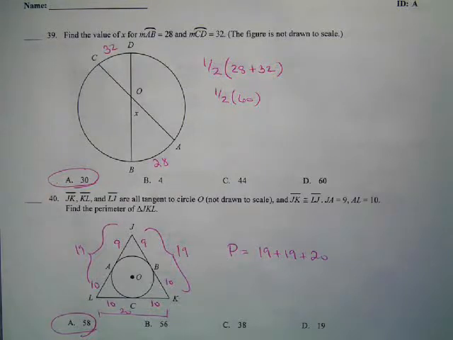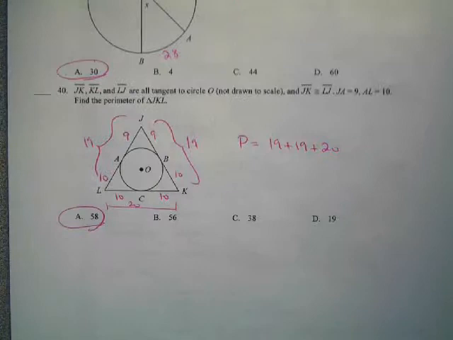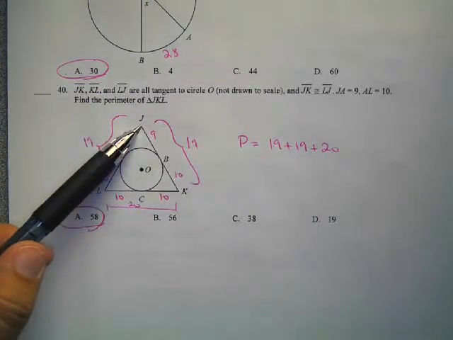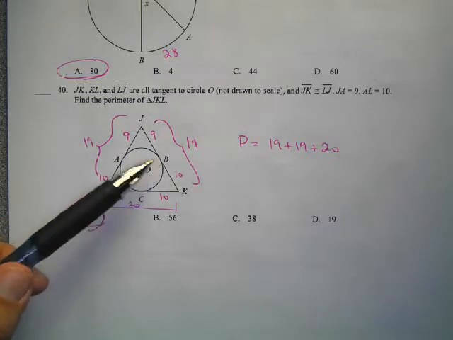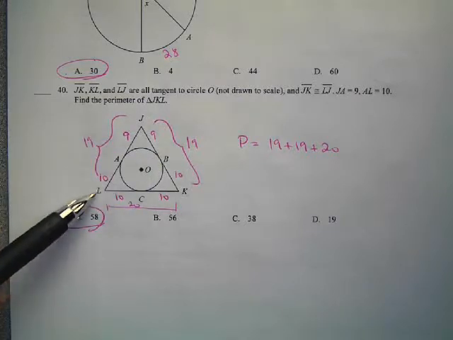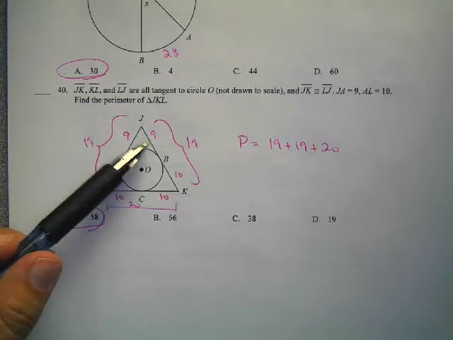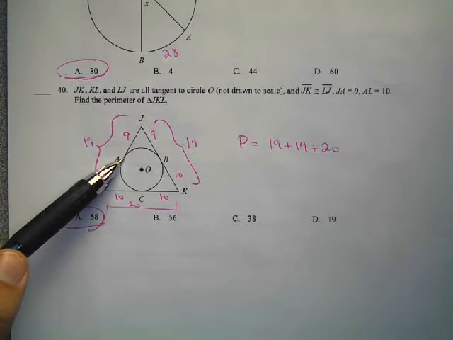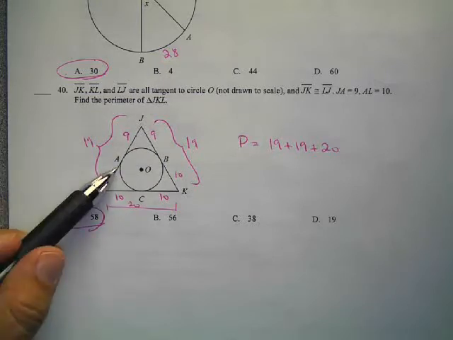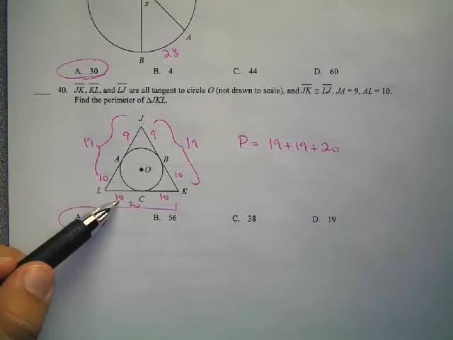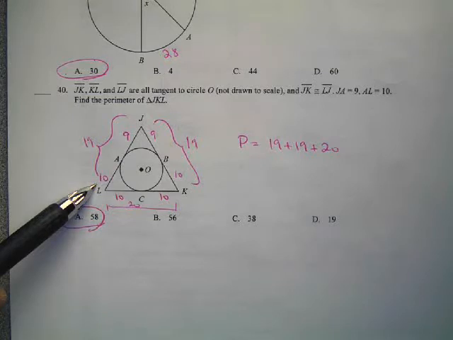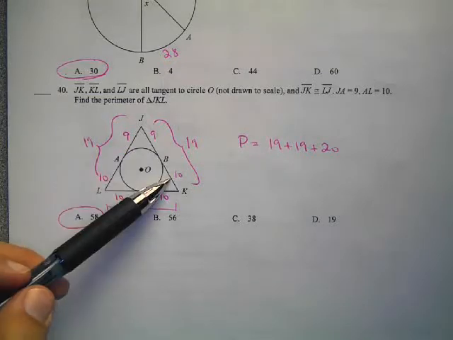Finally, number 40, any tangents that come from the same external point are congruent. So it says segment JK is congruent to segment JL. If JA is 9, JB must be 9 because the two tangents come from the same outside point. If AL is 10, LC must be 10. So J to L is 19. So that tells us that B to K has to be 10.